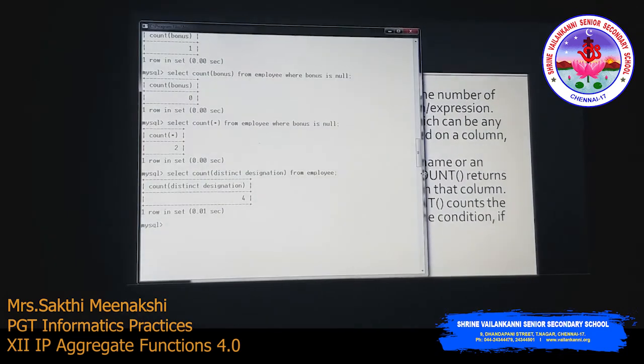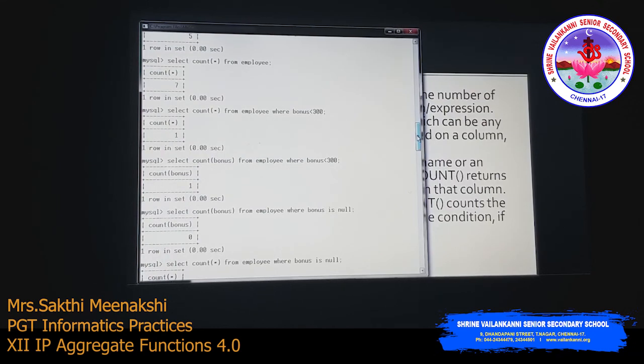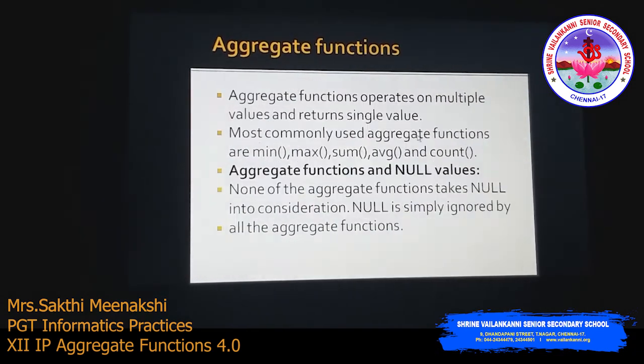Okay, so that's all about today's class. We have learned about 5 functions: max, min, count, average and sum, right? So I'll repeat this again. Regarding null values, none of the aggregate functions takes null into consideration. As you have seen, whether it's count or sum, null is just ignored.